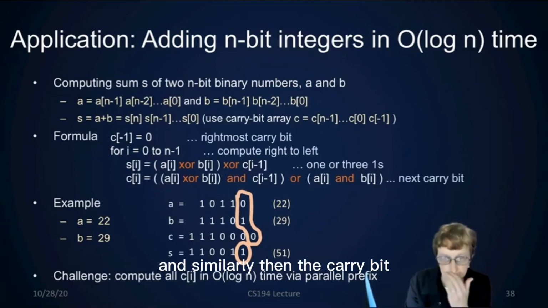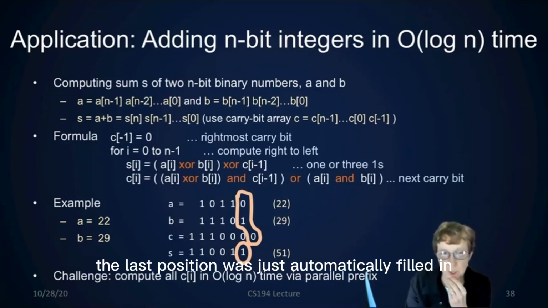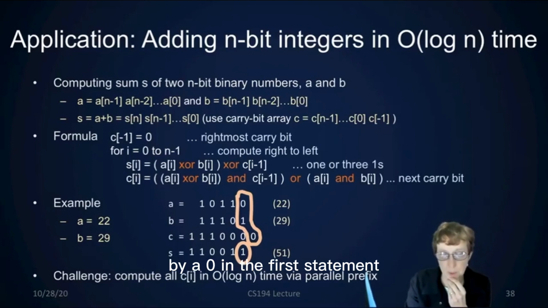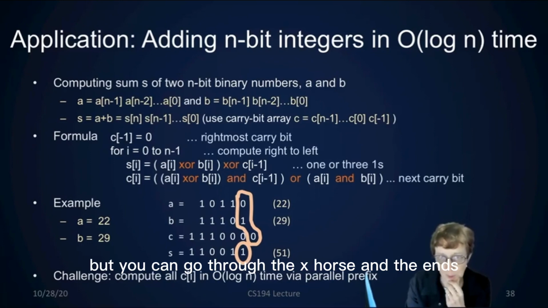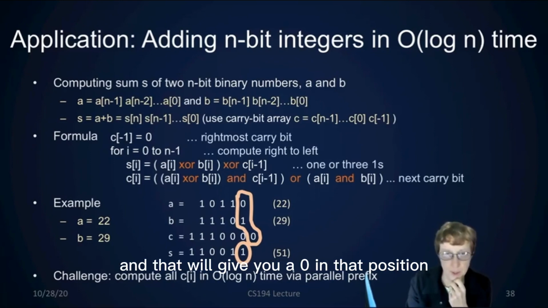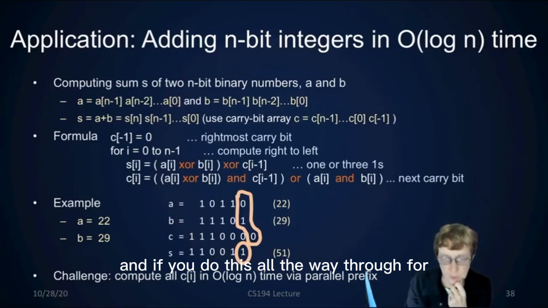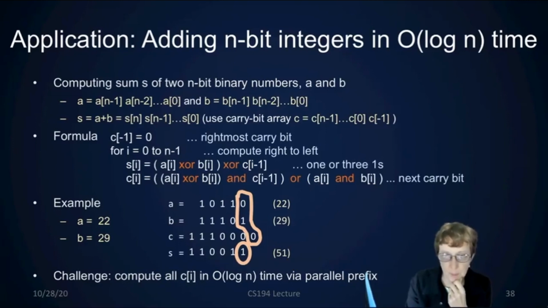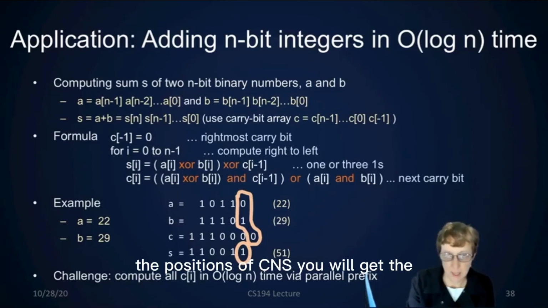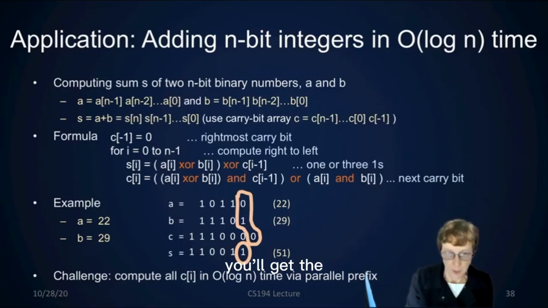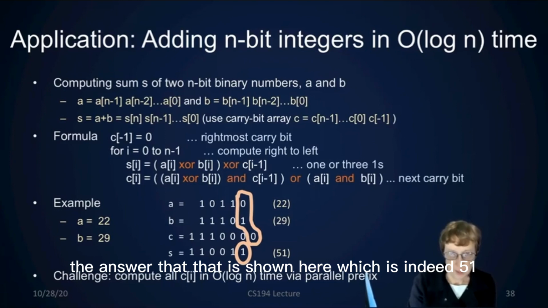And similarly then for the carry bit, the last position was just automatically filled in by a 0 in the first statement. And the next one, I won't read through the formula, but you can go through the XORs and the ANDs, and that will give you a 0 in that position. And if you do this all the way through for the positions of C and S, you will get the right answer that is shown here, which is indeed 51.